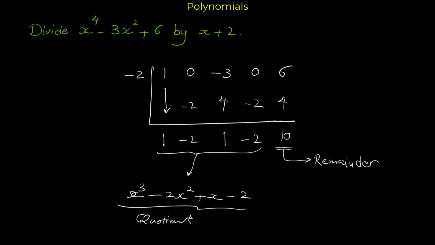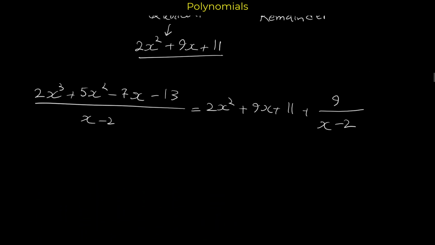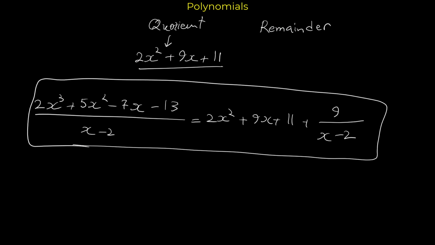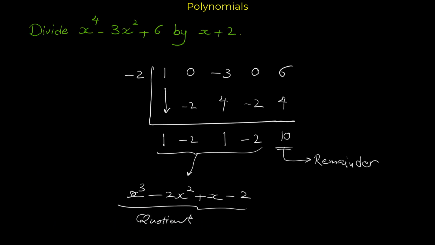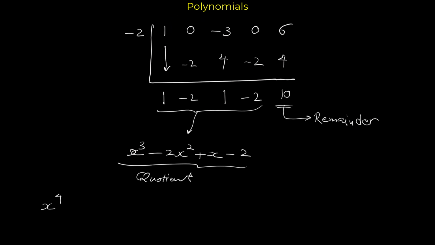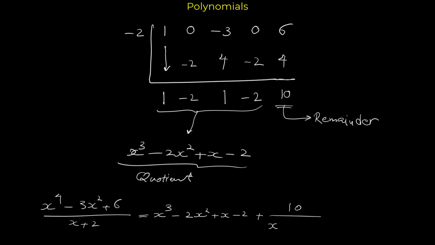And if you want, as usual, you can write the result of division in this form, which in this case would be something like this. So we had x^4 minus 3x^2 plus 6 divided by x plus 2. The result of this division is this quotient, x^3 minus 2x^2 plus x minus 2. Remainder is 10 over x plus 2.